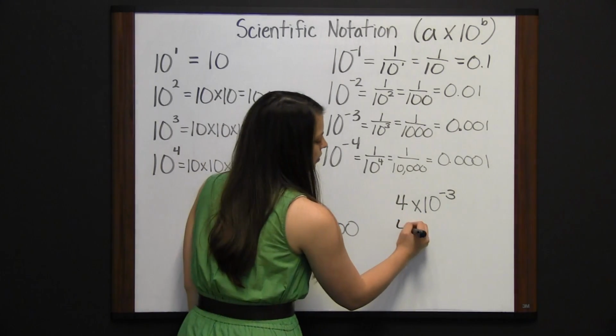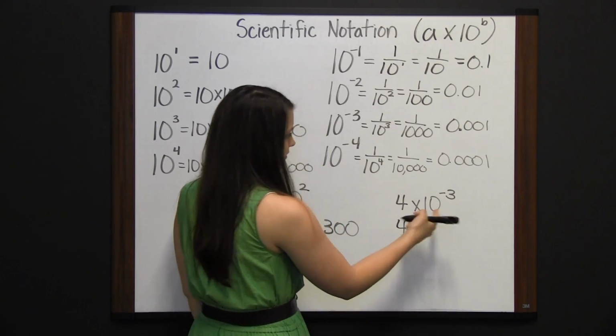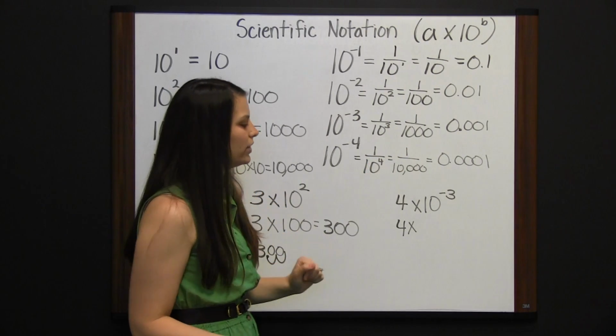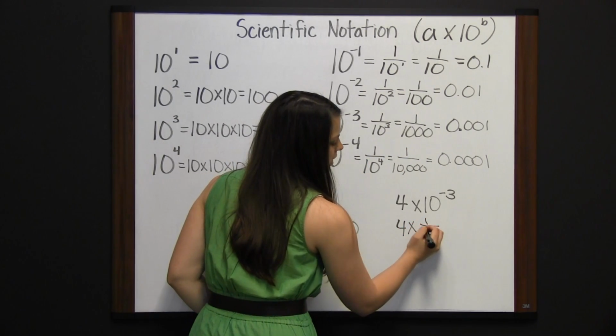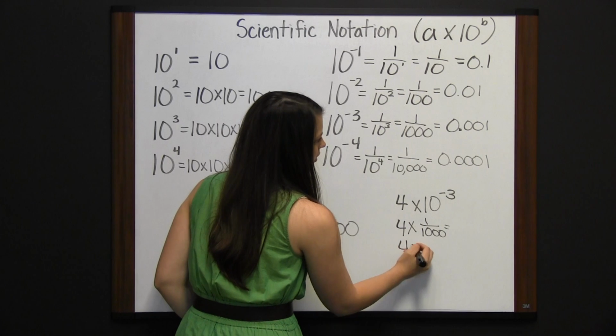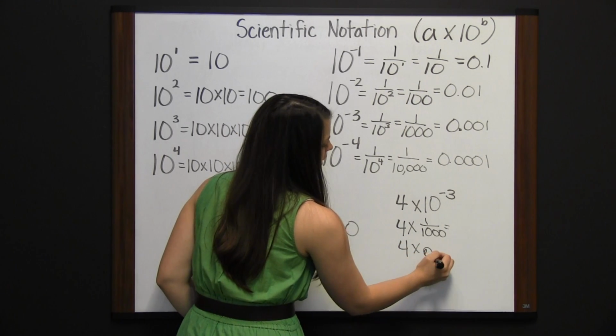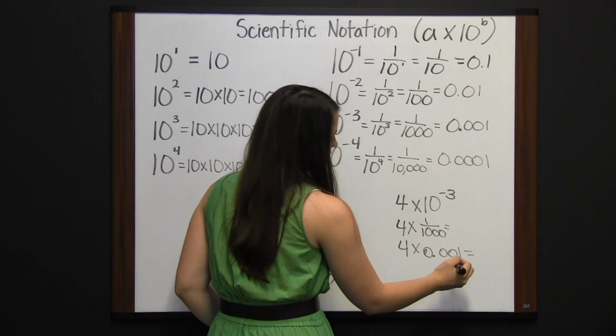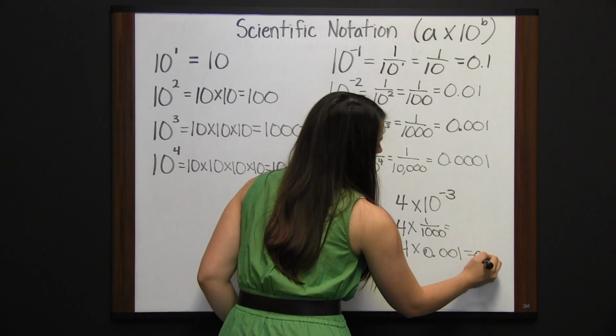It would be 4 times, and 10 to the negative third we saw was this 1/1000th. So it's like 4 times 1/1000th, which is 4 thousandths.